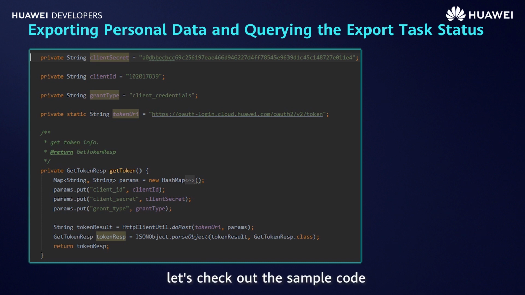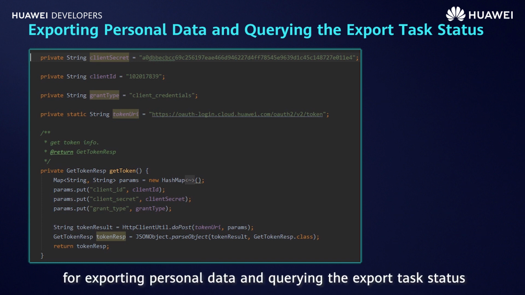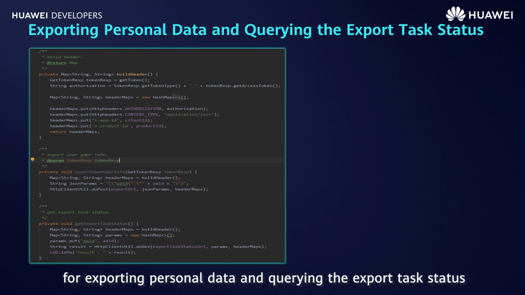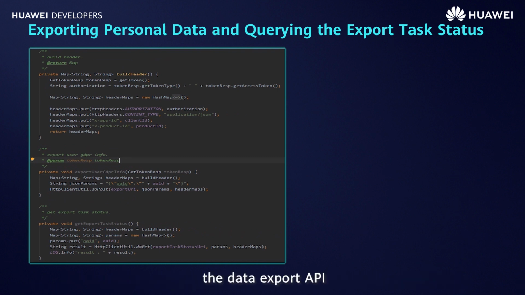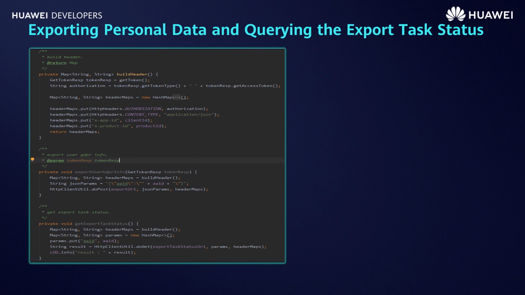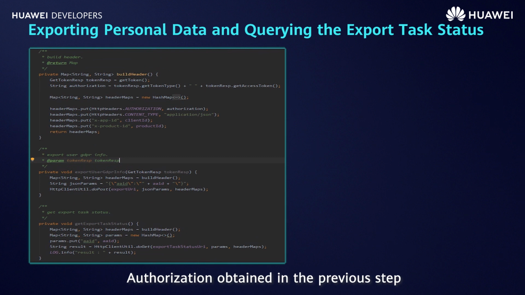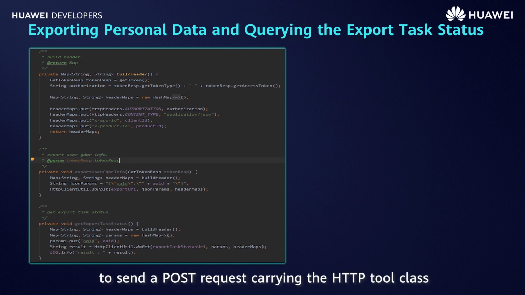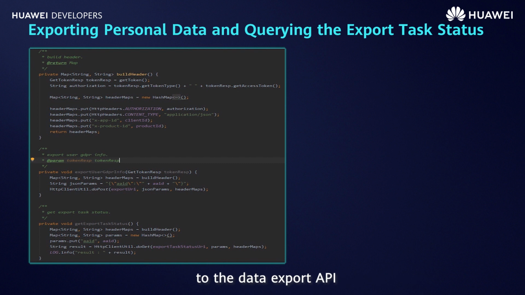Now, let's check out the sample code for exporting personal data and querying the export task status. First, the data export API will use the build header method to construct the header of the HTTP request. The header contains 3 fields: the authorization obtained in the previous step and the product ID and app ID of your app. After the header is constructed, we use the export user GDPR info method to send a POST request carrying the HTTP2 class to the data export API.